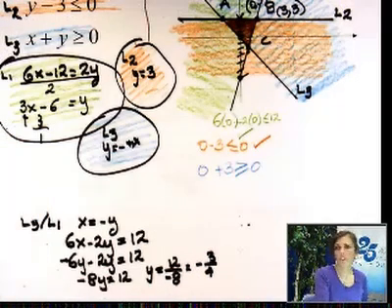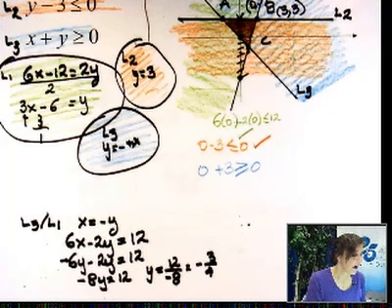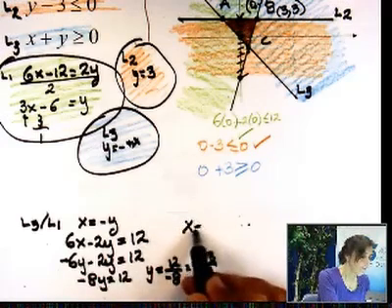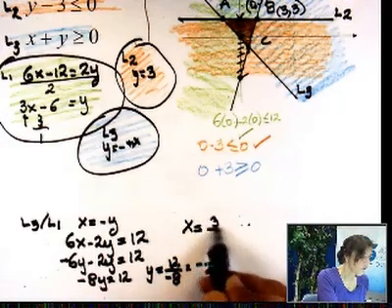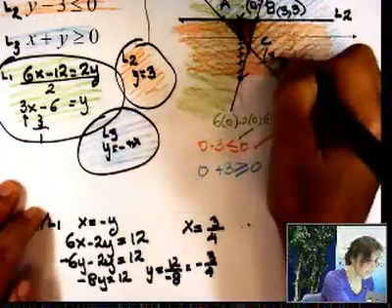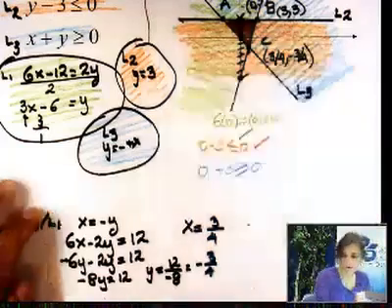So that's going to give me my C. All right. How am I going to get the x? That's going to be negative y, which is 3/4. Here it is. 3/4 and negative 3/4. Does it make sense?